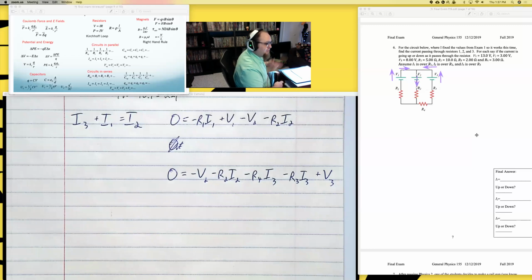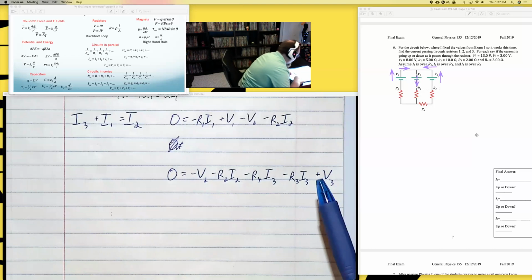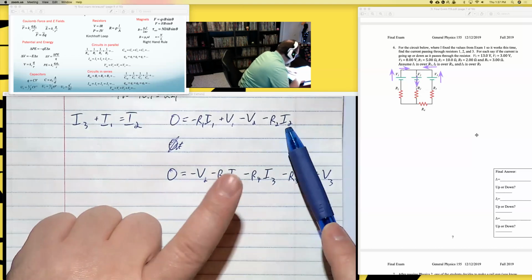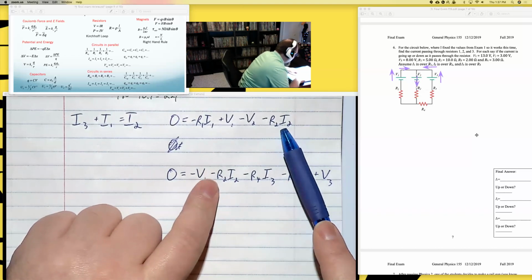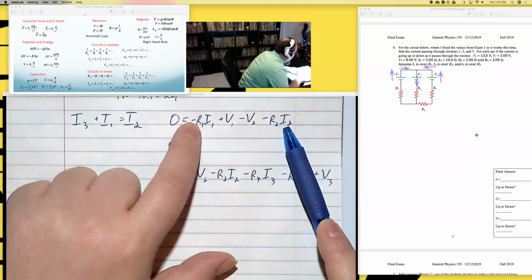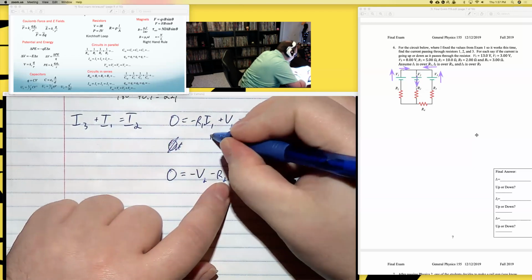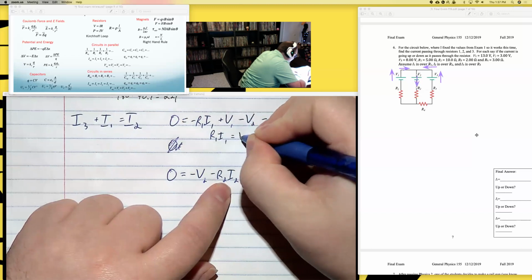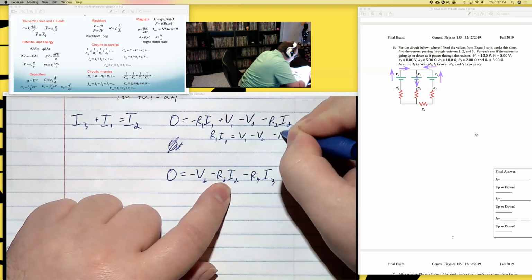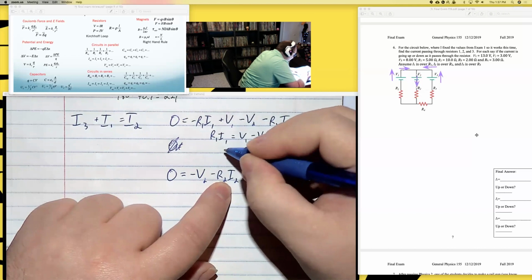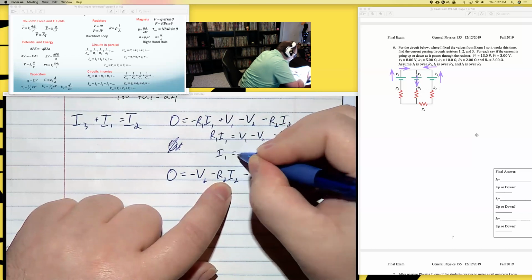I could do the big loop too, but I'm not going to bother. I'll just say it out loud. It'll be negative R1 I1 plus V1 minus V3 plus R4 I3 plus R3 I3. And what I'm going to do is say each of these have I2 in it. So I'm going to solve for the other term. I'm going to add R1 I1 to both sides, and then divide both sides by R1.